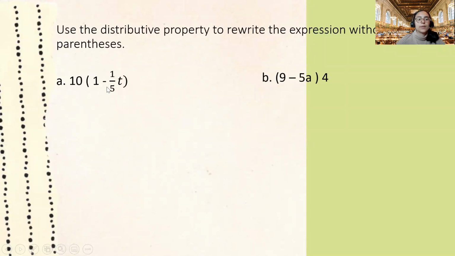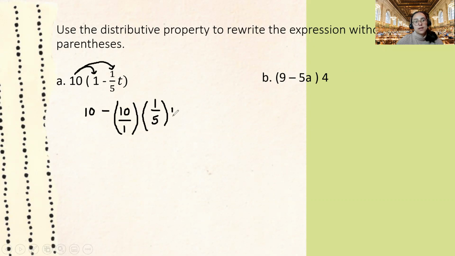So again, we're going to rewrite these expressions using the distributive property. For A, I have 10 times 1 minus 1 over 5 times t. So I'm going to multiply this inside. So 10 times 1, they're both positive, so I'm going to get a positive 10. I'm also going to multiply 10 times negative 1/5 times t. So 10 is positive, this is negative, so my answer is going to be negative. And again, I'm just going to write parentheses here, and I'm going to bring down my 1/5 and then the t.